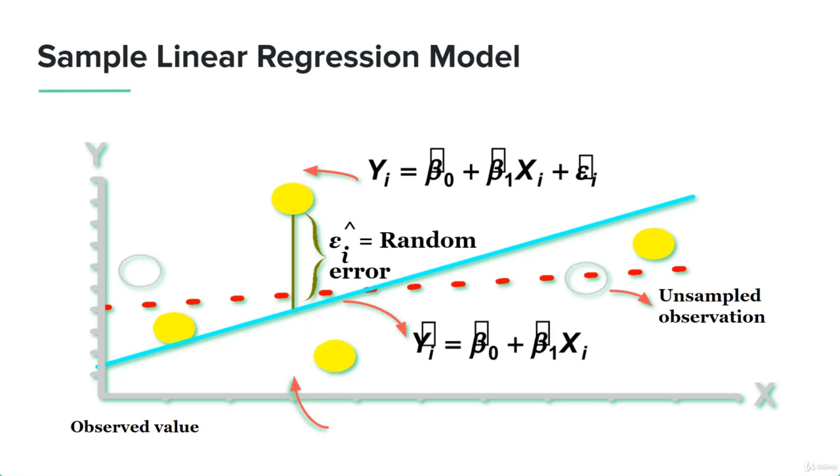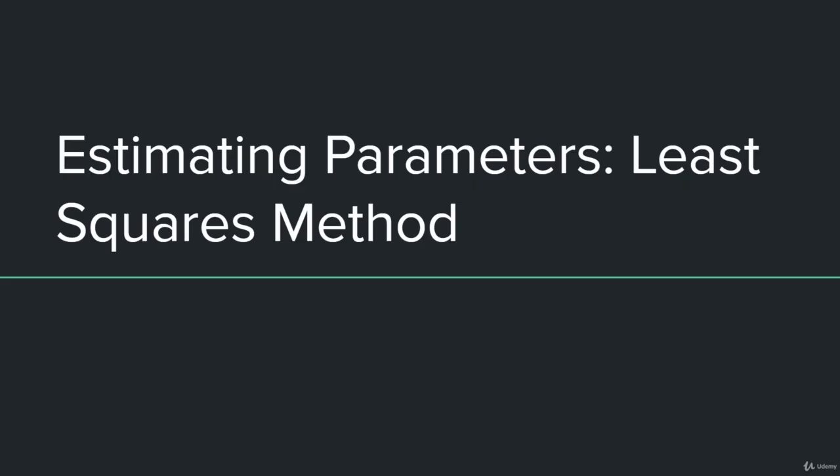So because of the random error in the sample, we have less random error as compared to that, and we will further reduce it as well. So let's talk about estimating parameters and the least squares method.